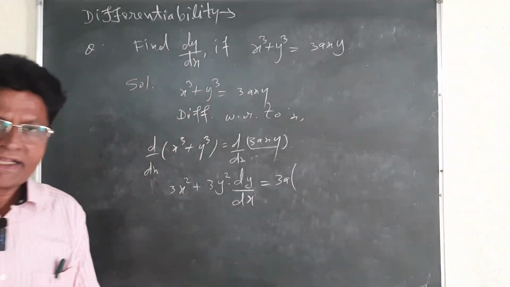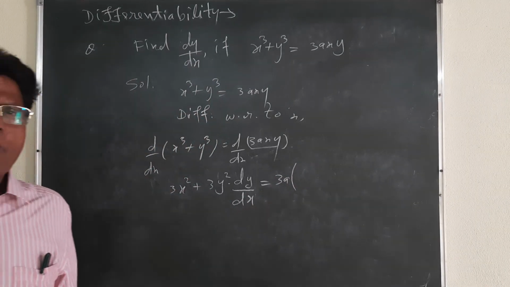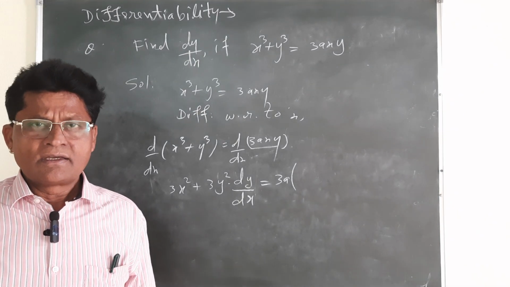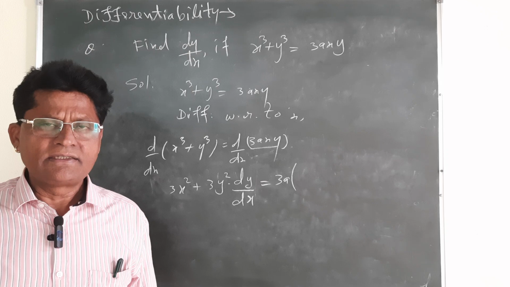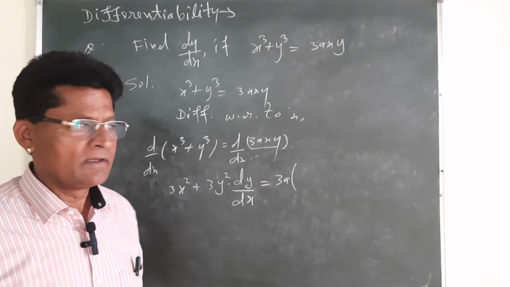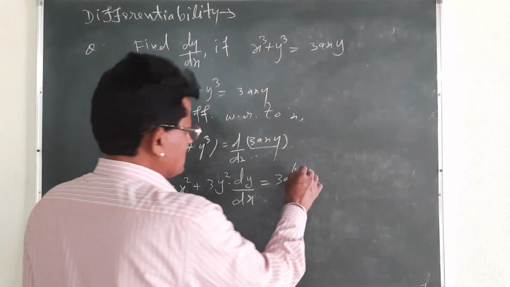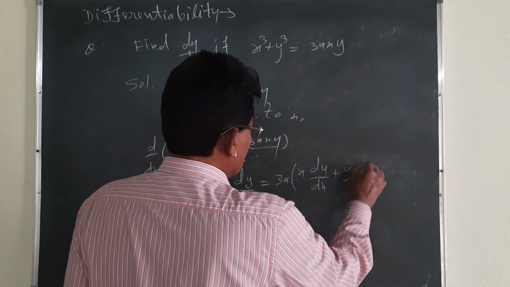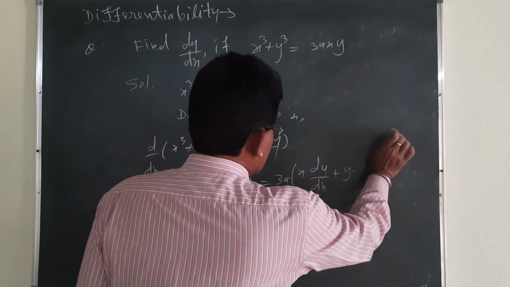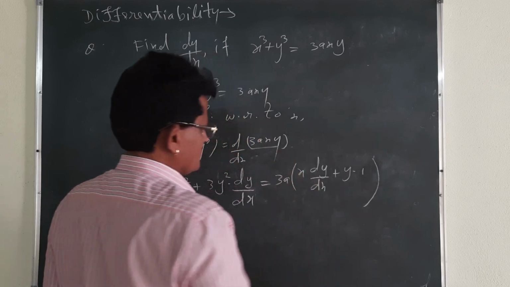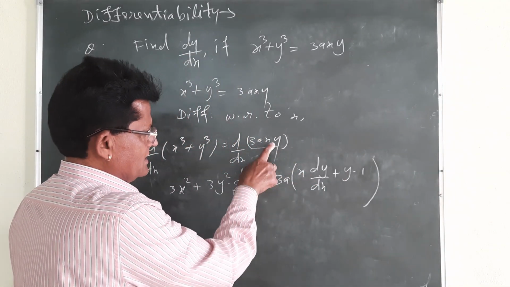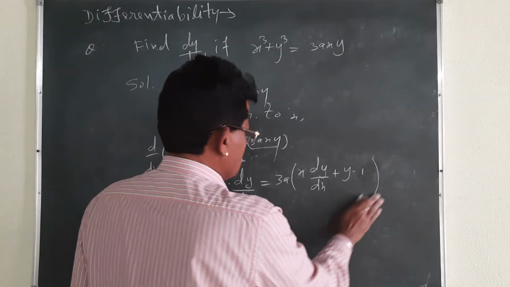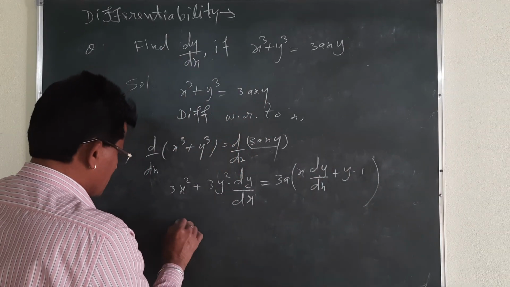My dear student, already I told you, the same four properties we are using, which I discussed before starting differentiability. Product of two functions: first function you write as it is, differentiation of the second function, and second function you write as it is, and differentiation of the first function. First function is x, differentiation of y, plus y you write as it is, differentiation of x is 1. And it will be equal to what?